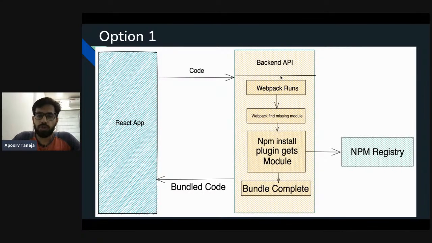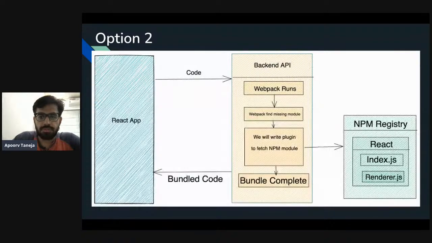Webpack finds a missing module. Suppose we have a code like import React from React. So Webpack has a plugin which installs all the npm modules which it didn't find, and it fetches all the npm modules from an npm registry, stores all the packages which it downloaded into a hard disk, and bundles the code and sends back the bundled code. This is the first approach which can be used to bundle the code. We'll see advantages and disadvantages of each approach.